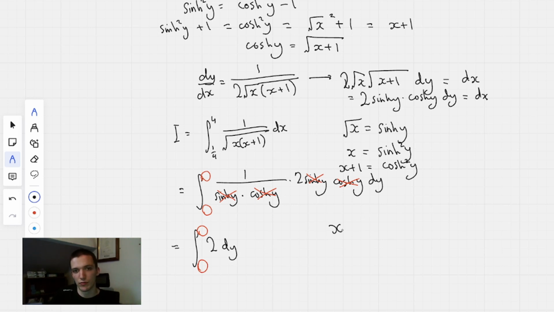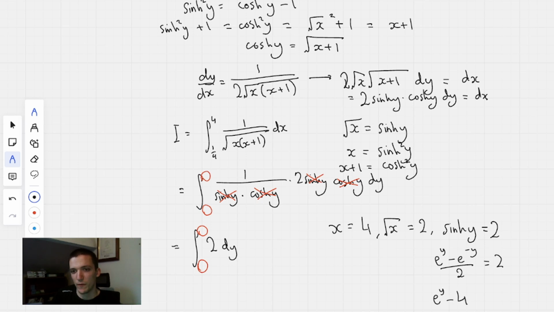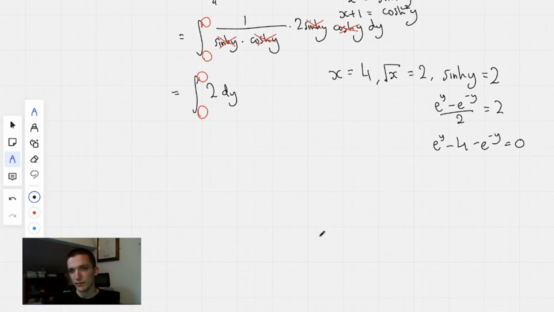When x is equal to 4, we need to know what is y. Well, obviously root x is equal to 2, and sinh y therefore equals root x equals 2. Now sinh y is e to the y minus e to the negative y over 2 equals 2. Therefore e to the y minus 4 minus e to the negative y equals 0. Therefore e to the 2y minus 4 e to the y minus 1 equals 0.